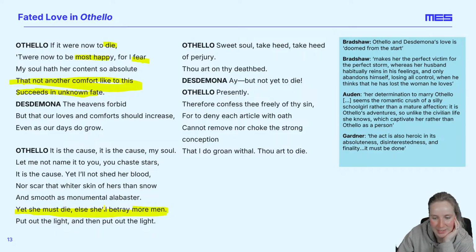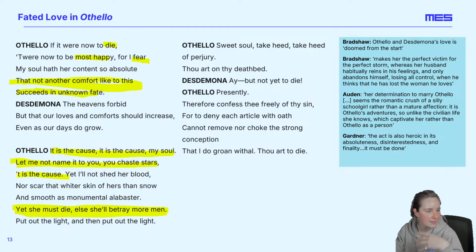So firstly, this idea of he has to do this or it'll get worse. So this idea of she's fated, if he doesn't do it now, it's going to happen in the future because she'll betray more people. But it is also the idea of the fact that it has to happen. He has to kill her. He's essentially convincing himself he has to kill her, but he won't spill her blood. And this idea of light as well. This idea of stars as this fated love, as he said, this ill-starred wench in Act 5, Scene 5 as well.